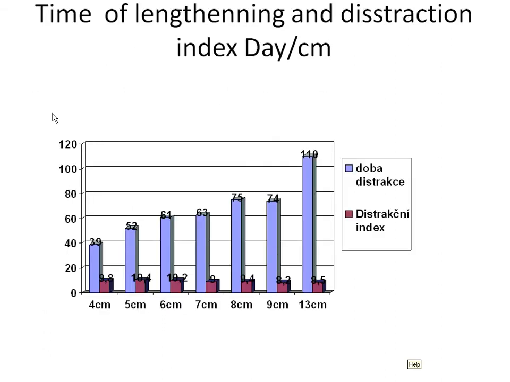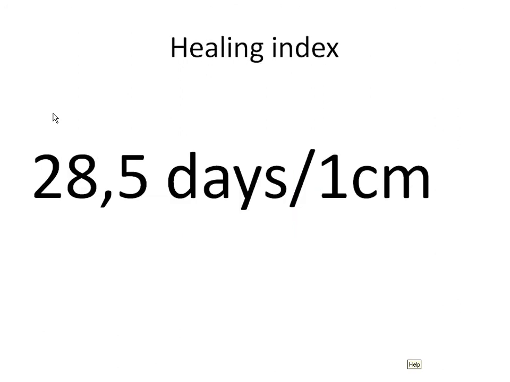Here you can see that the distraction depends, of course, on the length of distraction, but the distraction index remains practically the same. In longer distractions it is a little bit lower, because we allow the patient, when they feel good, to make distraction quickly. Healing index is very hard to say because you have the rod, so we control the quality of the bone on the X-ray. When we have two solid cortical bones, we suppose that it is healed. It was 28 days per 1 centimeter.